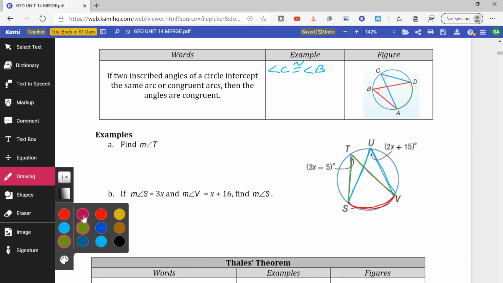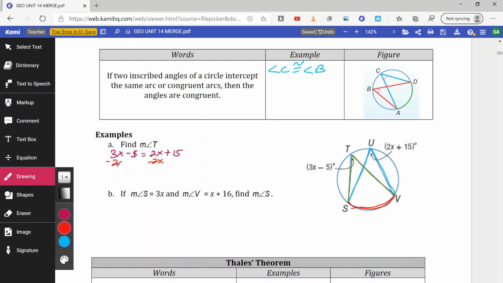So if angles are the same, I can always set them equal to each other. So 3x minus 5 equals 2x plus 15. What I want to do first is solve for x. So what I will do here is subtract 2x from both sides. So we get x minus 5 equals 15. And then I'll add 5. So we get x equals 20.